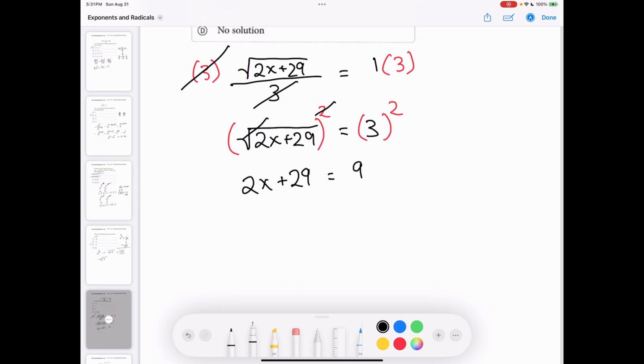Now we need to get rid of the 29. The 29 is adding, so we'll apply the opposite operation, which means we're going to subtract 29 on both sides. So these cancel out, and I'm left with 2x equals 9 minus 29.